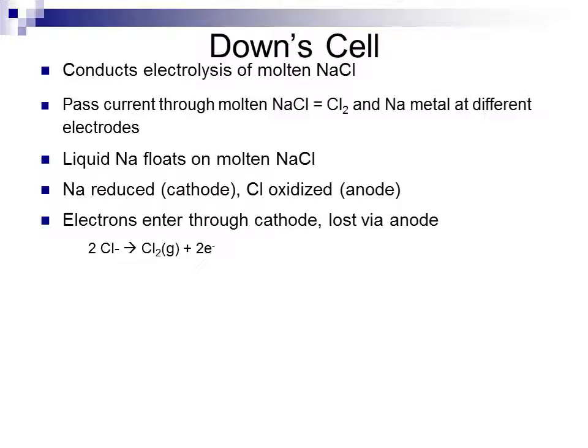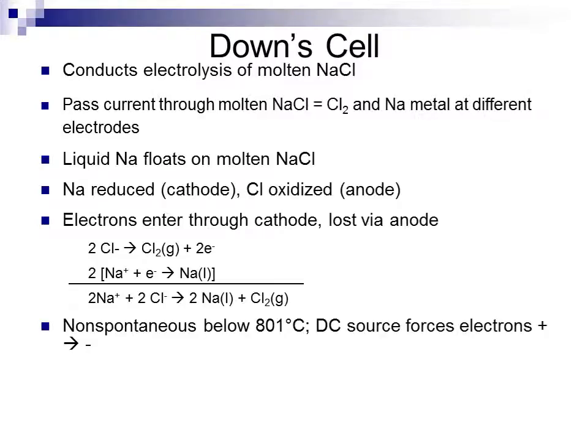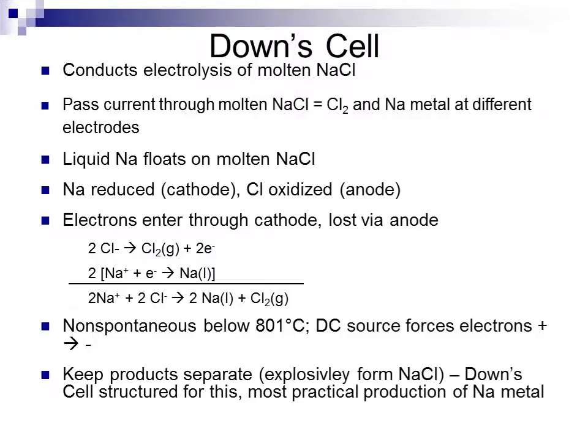If we look at the process, chloride goes to chlorine with the loss of 2 electrons. Sodium will gain 1 electron to make sodium metal. Now we have to have 2 of these to balance the reaction overall, to get 2 electrons on both sides, giving us a net reaction of sodium plus chloride minus yields sodium metal plus chlorine gas. Now this is non-spontaneous below 801 degrees Celsius. The direct current will actually force the electrons from the positive to the negative in this case.